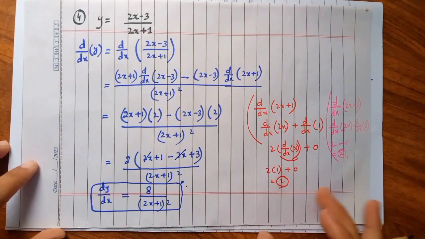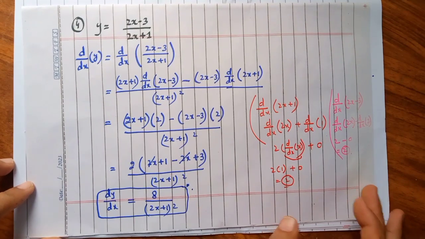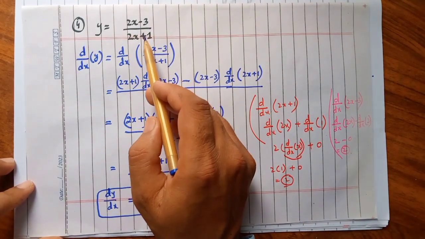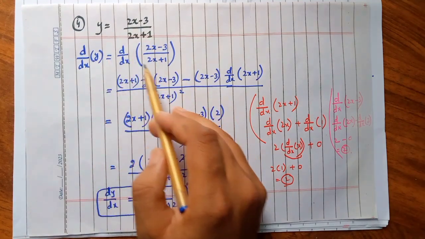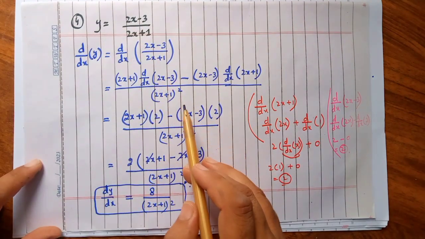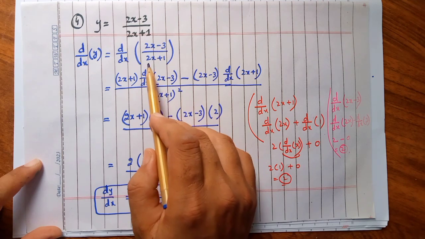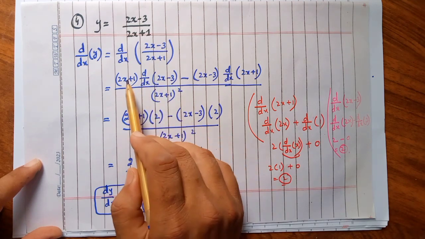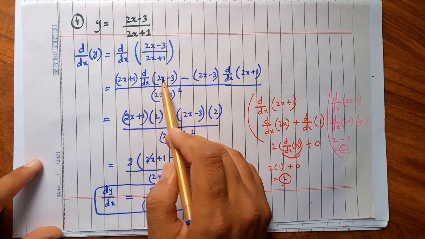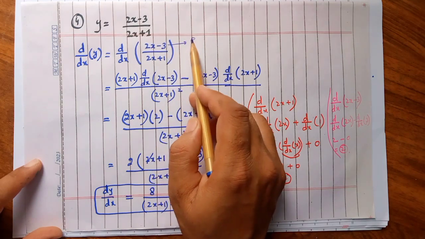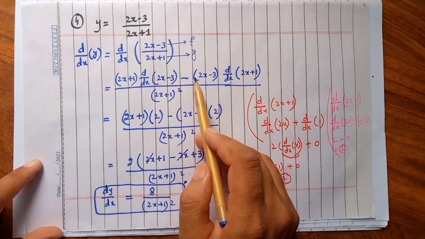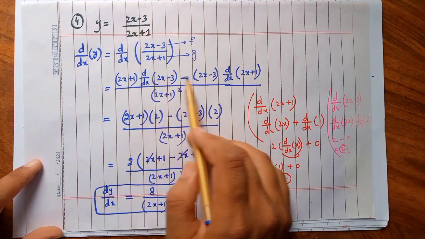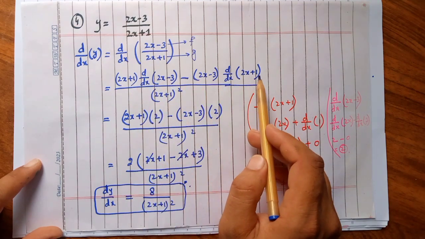Question number 4 is also about the quotient rule. So y is equal to 2x minus 3 over 2x plus 1, so we will apply the derivative on both sides. After the derivative we will apply the quotient rule, so this will become 2x plus 1 whole square, and 2x plus 1 d over dx of 2x minus 3, this is the f and this is the g function. So minus, we will replace these two, 2x minus 3 d over dx of 2x plus 1.